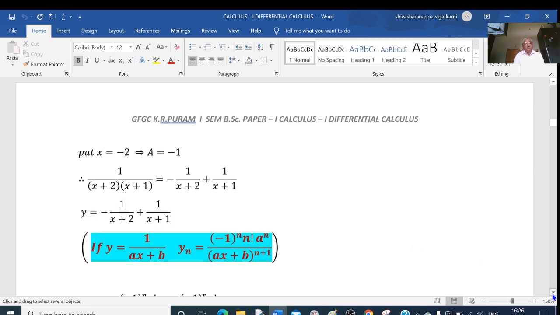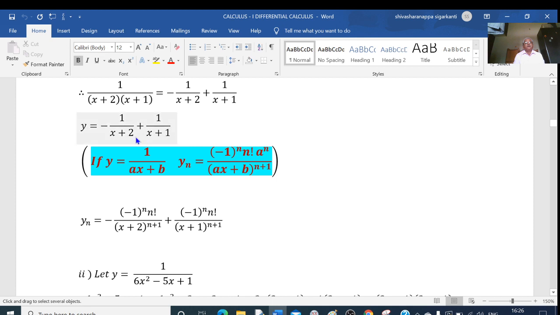So therefore, yn is equal to, the nth derivative of this is minus sign as it is, minus 1 to the power of n factorial into a. Here in this case, a is equal to 1. Okay, this is 1 into x plus 2. This is also 1 into x plus 1. Divided by ax plus b, that is x plus 2 to the power of n plus 1, plus the nth derivative of this is also minus 1 to the power of n into n factorial into 1 to the power of n is 1 itself, divided by ax plus b means x plus 1 to the power of n plus 1. So this is the nth derivative.